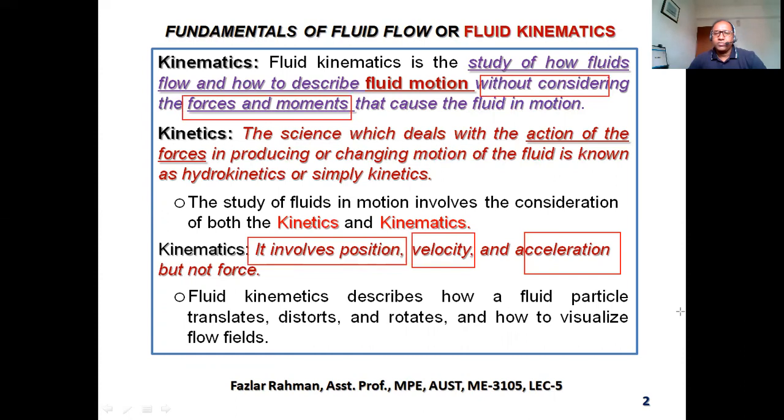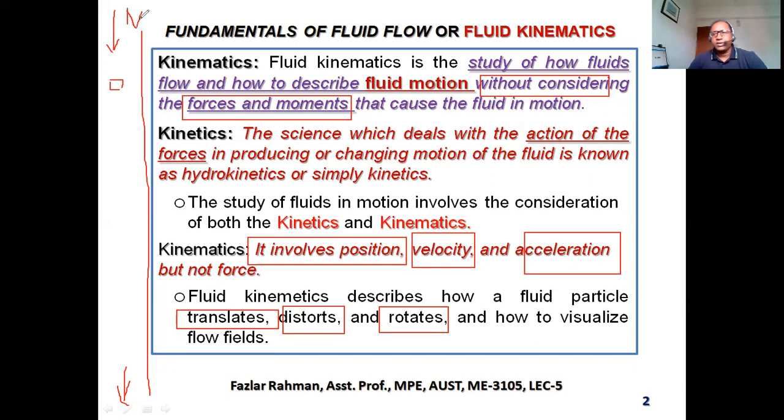Fluid kinematics describes how a fluid particle translates, distorts, rotates, and how to visualize it in a flow field. Flow field means in a flow. Now, here three terms are used: translate, distort, rotate. So, for example, if I think a fluid particle is rectangular, and say this is my south side and this is north, it is coming from the north to the south through a river. So a fluid particle might be of any type, right? I am saying this is a small rectangular cube. If I only think in 2D, then it will be a rectangle or square.